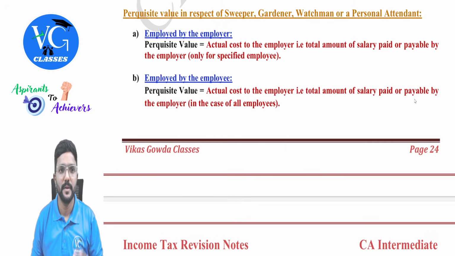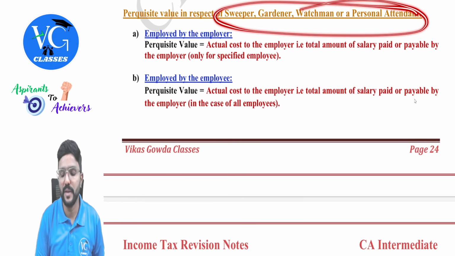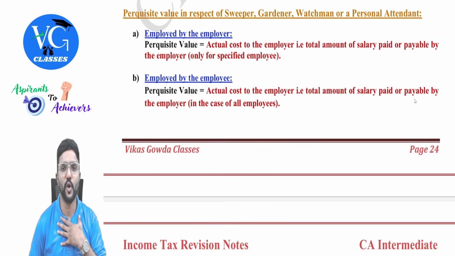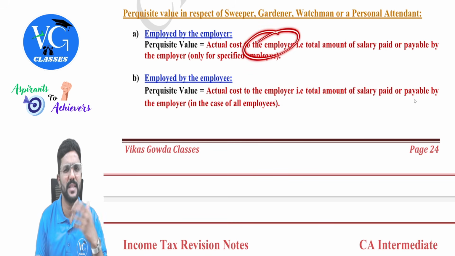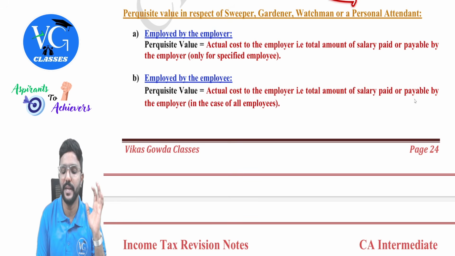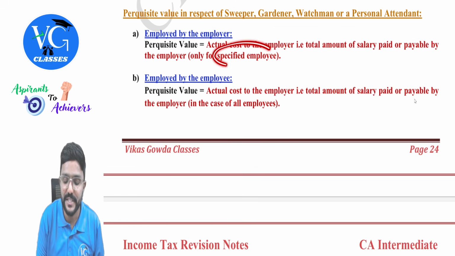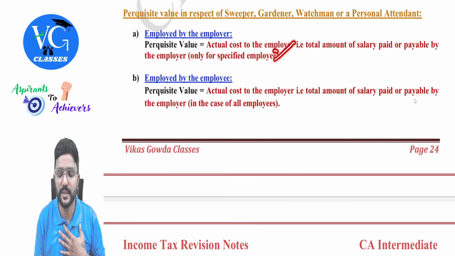Next, perquisite value in respect of sweeper, gardener, watchman, or personal attendant, guys. If any of these people is employed by the employer and the salary is paid by the employer, then the actual cost to the employer, which is nothing but the salary paid for any of these persons working for the employee, will be taxable as perquisite in the hands of only a specified employee. What if I am not a specified employee? Then it is not taxable.